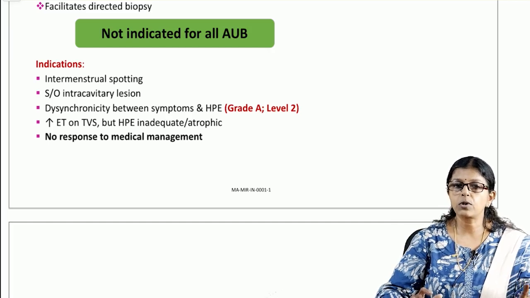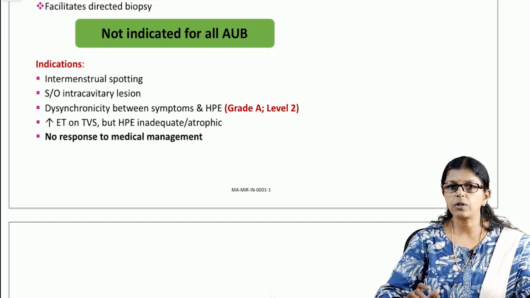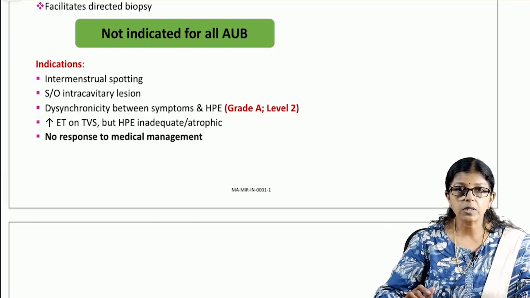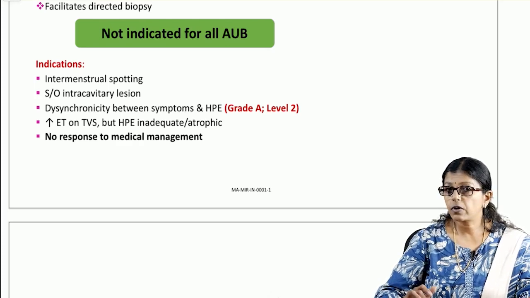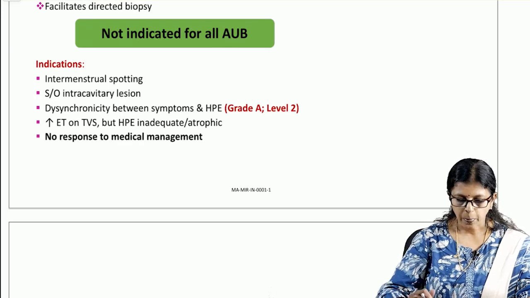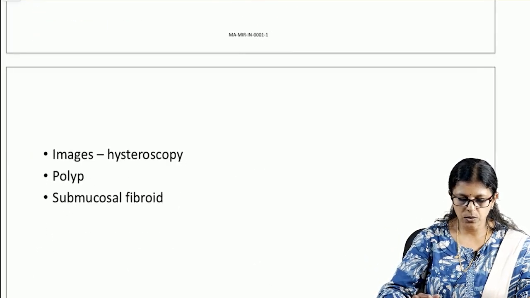Similarly, if there is no response to medical management, you have done a sampling, you had a report, you have started her on medical management, but the patient is not responding, then probably you are missing a small polyp or a focal area of malignancy. It is always better that you go ahead and repeat the procedure with a hysteroscope. So, these are some indications for hysteroscopy.